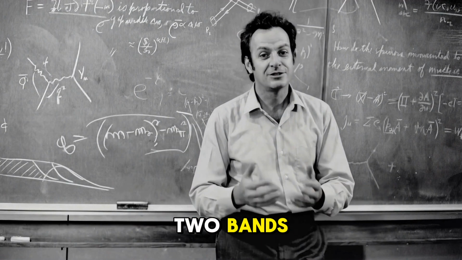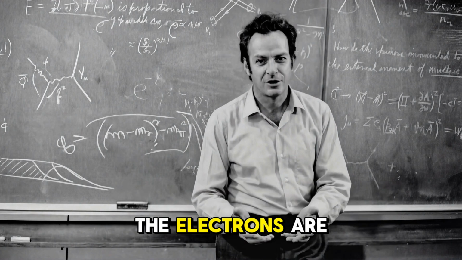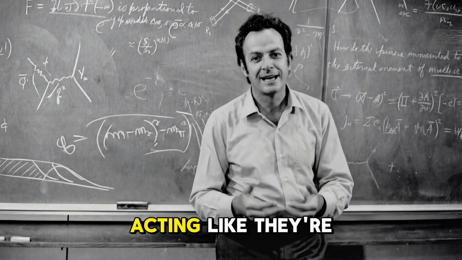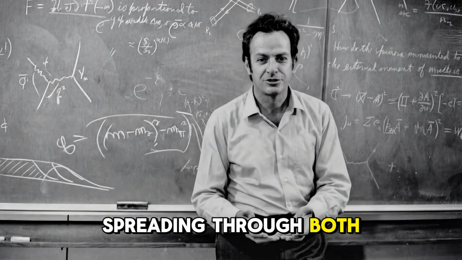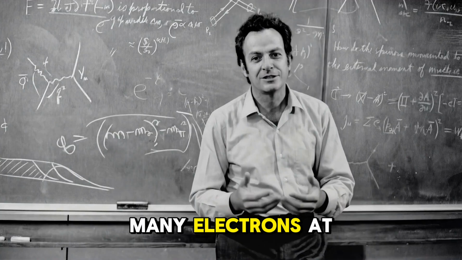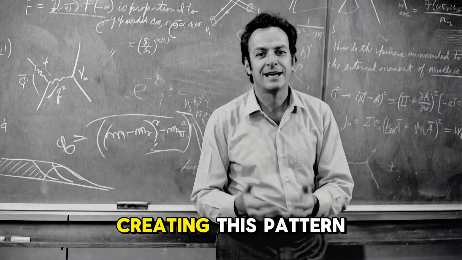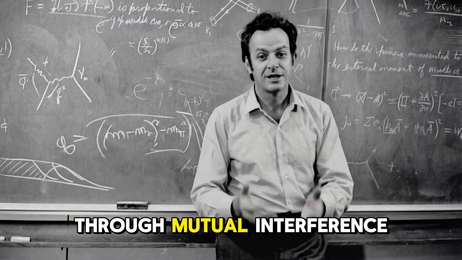You don't get 2 bands. You get the interference pattern. Multiple bands, just like waves. The electrons are somehow interfering with each other, acting like they're waves, spreading through both slits simultaneously. Maybe that makes some sense if you fire many electrons at once. Maybe they're bouncing off each other, interacting somehow, creating this pattern through mutual interference.